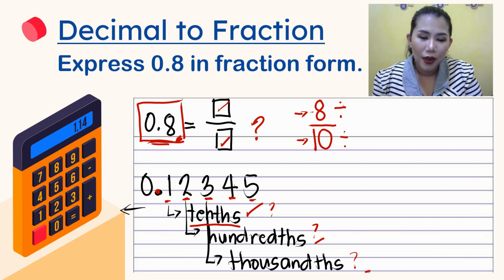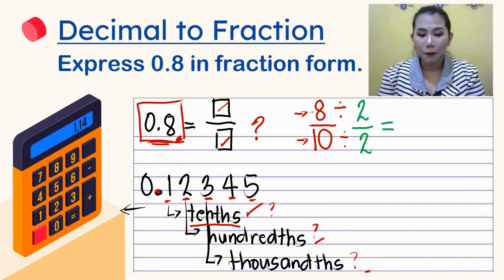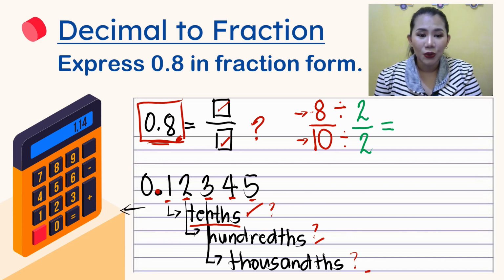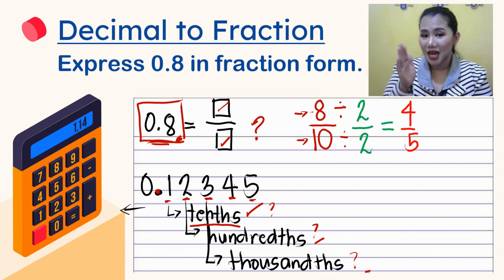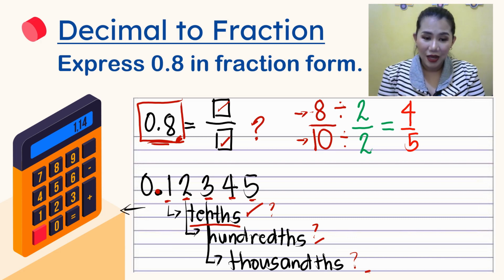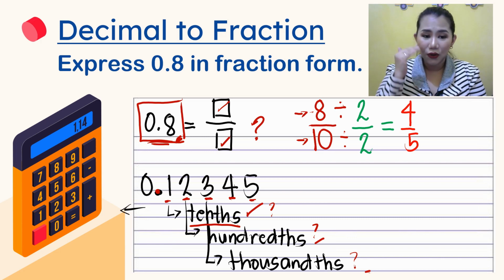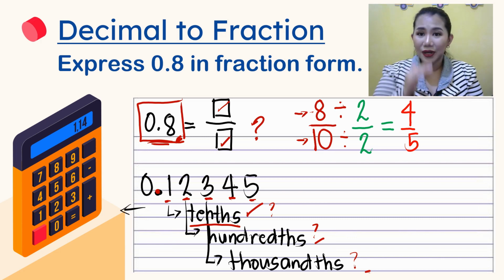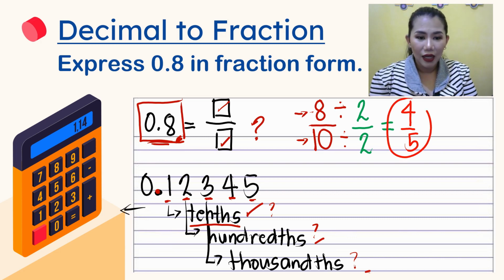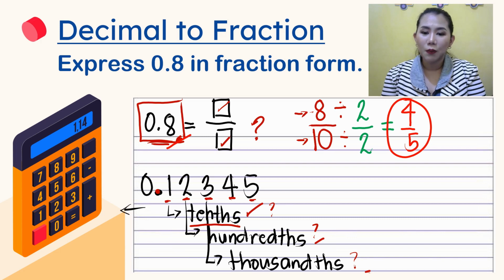Okay, 2. So, 8 divided by 2, 10 divided by 2. Okay? Then this is equal to, syempre, what is 8 divided by 2? That is 4. Out of, what is 10 divided by 2? That is 5. Now, you will see here that you have 4 out of 5. Kung mapapansin mo, wala ka ng number na pwedeng ma-divide sa 4 out of 5. Okay? Wala nang number na divisible sa 4 at saka sa 5. Therefore, this is already the fraction form of 0.8.